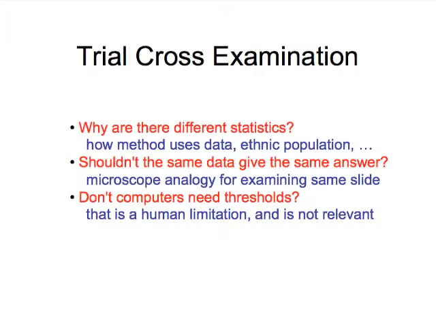Why are there different statistics? And this is becoming a trend in many crime labs where defense counsel will say, there are 4 different numbers. Why are there? And then somebody will explain, well, because there are 4 different ethnic groups for 4 different populations. The denominators are different. And then it doesn't make much of a difference, but it's explained.